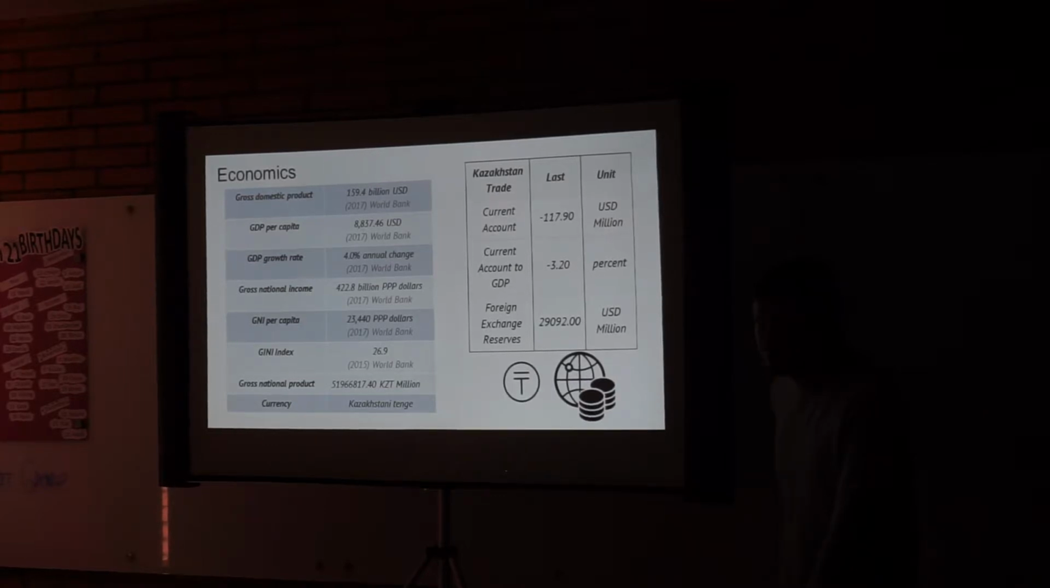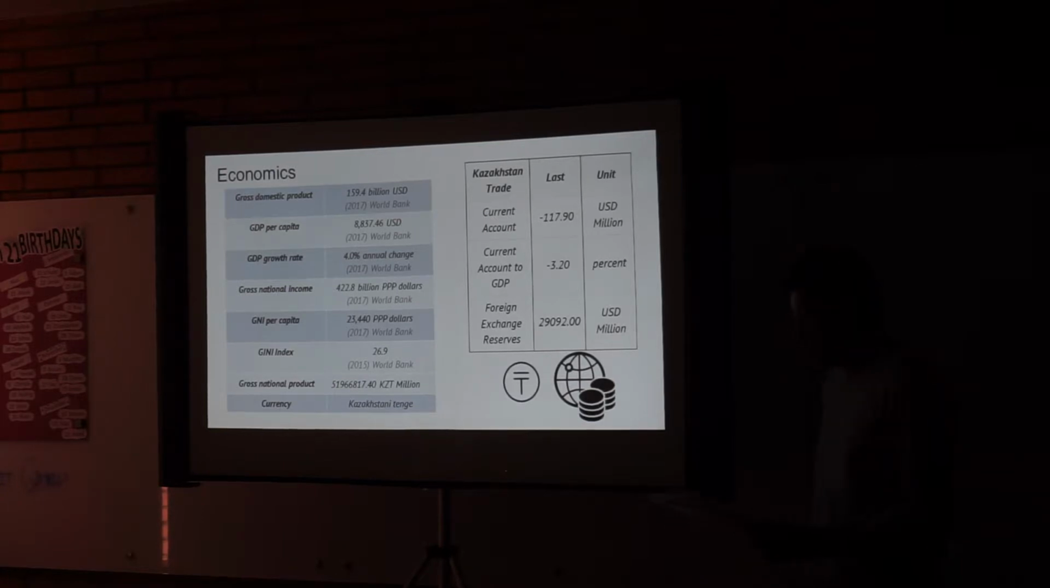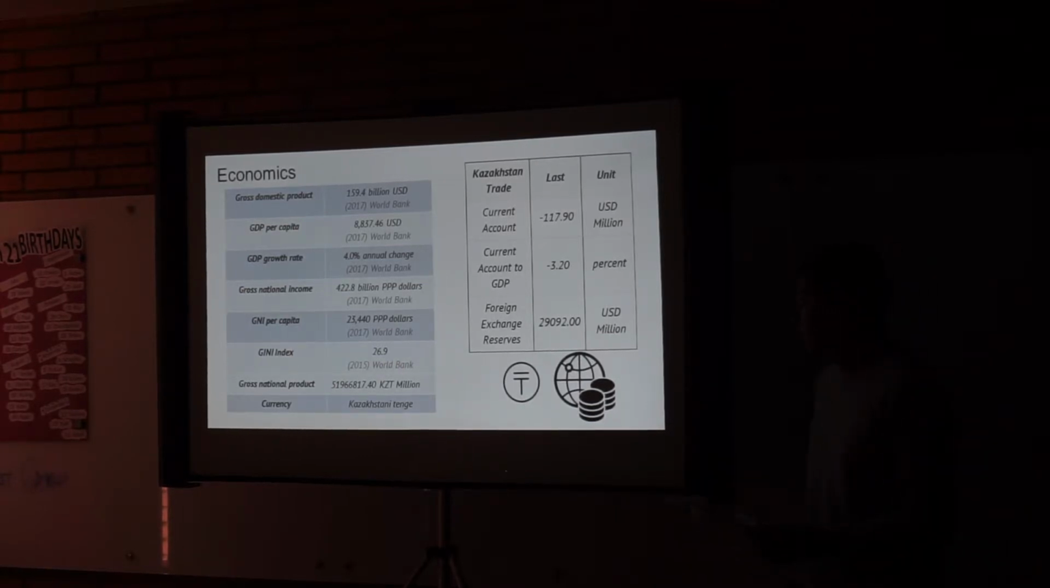Another factor in favor of Kazakhstan. And look at the foreign exchange reserves. Foreign exchange reserves, this indicator shows us some foreign assets which are held or controlled by the central bank of the country. In our case, it's the national bank. These assets include mostly gold and specific coins. So by this indicator, we have 29 billion US dollars.